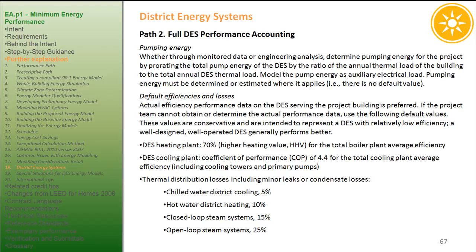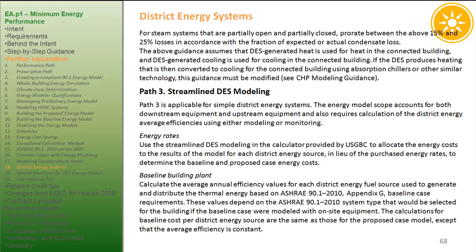1. Chilled water district cooling, 5%. 2. Hot water district heating, 10%. 3. Closed loop steam systems, 15%. 4. Open loop steam systems, 25%. For steam systems that are partially open and partially closed, prorate between the above 15% and 25% losses in accordance with the fraction of expected or actual condensate loss.